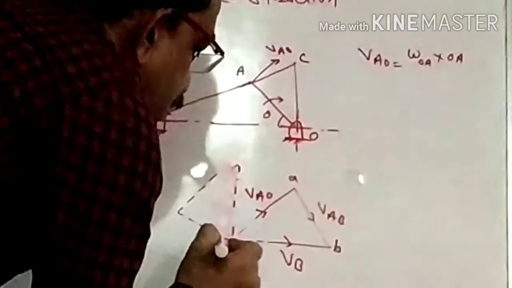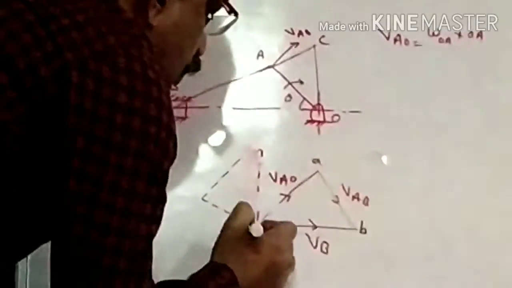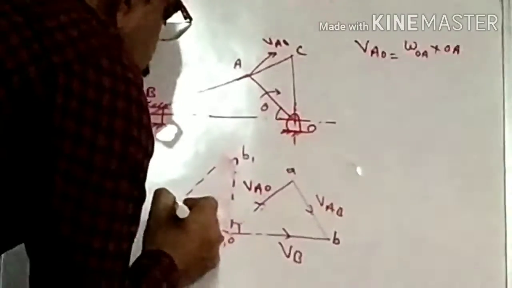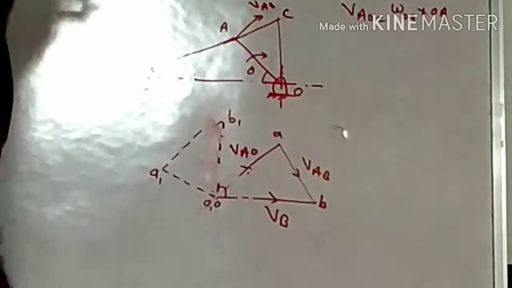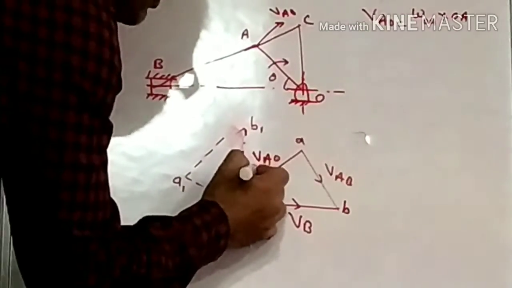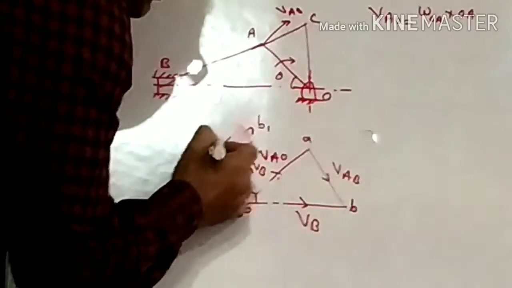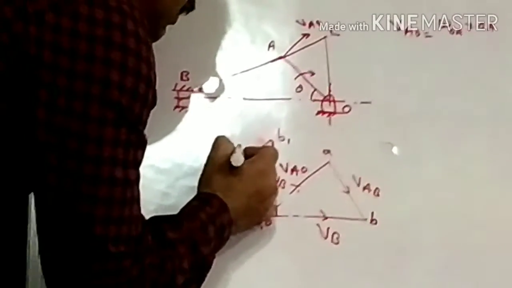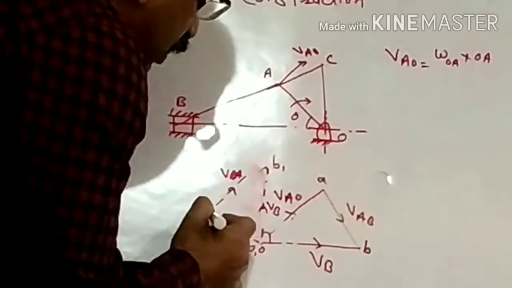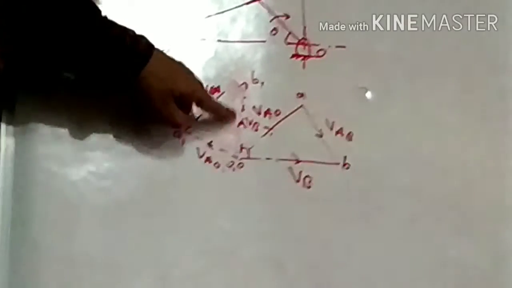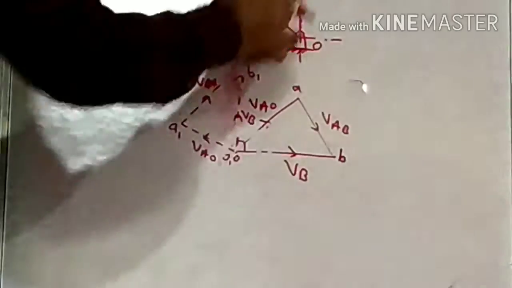So here the new points are O1, B1 and A1. Now what happens here? OB1 represents the velocity of slider B, A1B1 represents the velocity of B with respect to A, and O1A1 represents the velocity of A with respect to O. Now this particular triangle and the velocity triangle are two similar triangles.